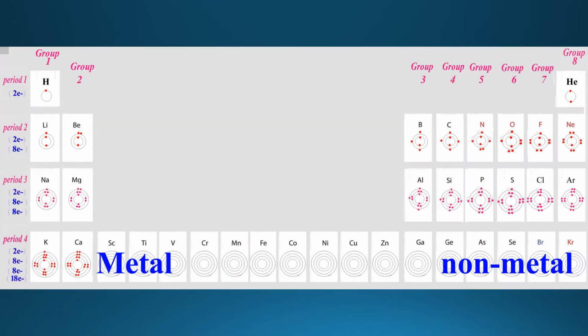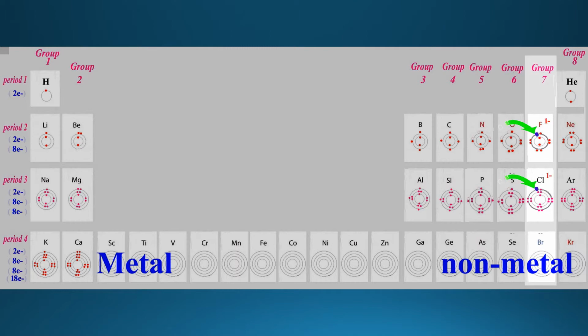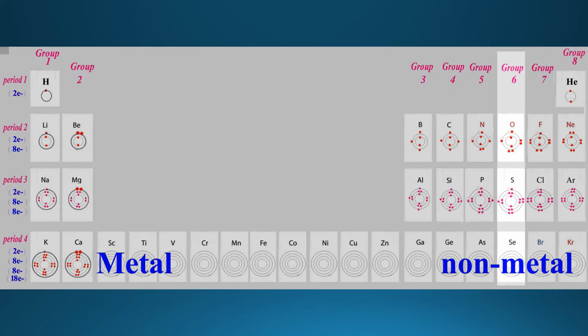Let's look at non-metals. Group 7 tends to gain 1 electron. When they gain 1 electron, they become 1 minus. Group 6, you have 6 electrons, and they tend to gain 2 electrons. When they gain 2 electrons, they become 2 minus.